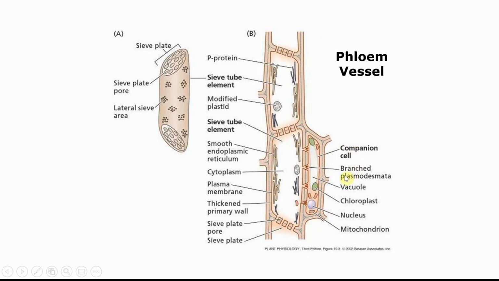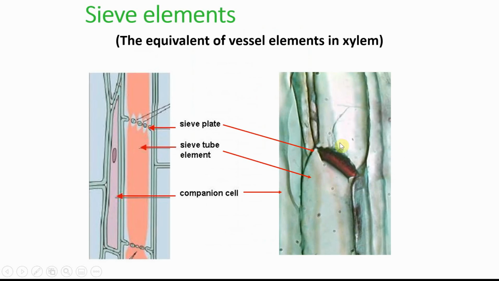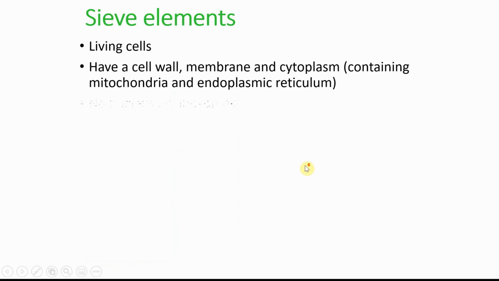You'll notice the companion cell has all the usual things, but it's very energy rich with lots of mitochondria. You're going to have lateral sieve areas too, a bit like the pits in the xylem, allowing sugar to access this, coming from leaves and able to go up or down the plant according to where the demand is. Again, some more. Notice again, no lignification. There's a sieve plate. You've got a few little lateral pits. These are companion cells attached to the side.